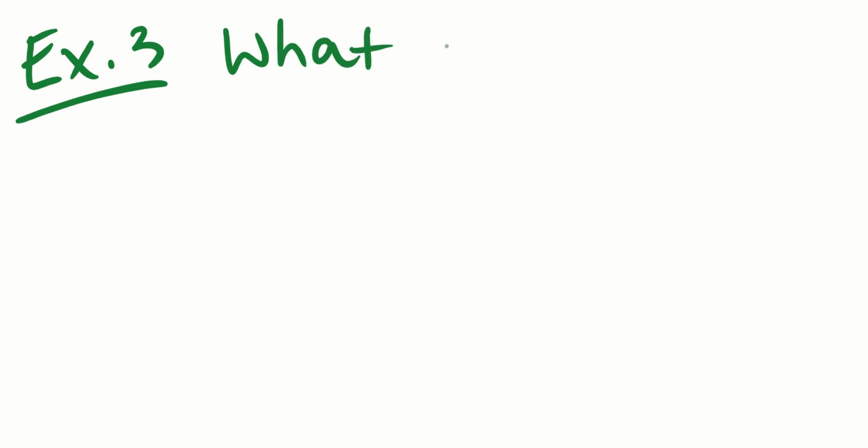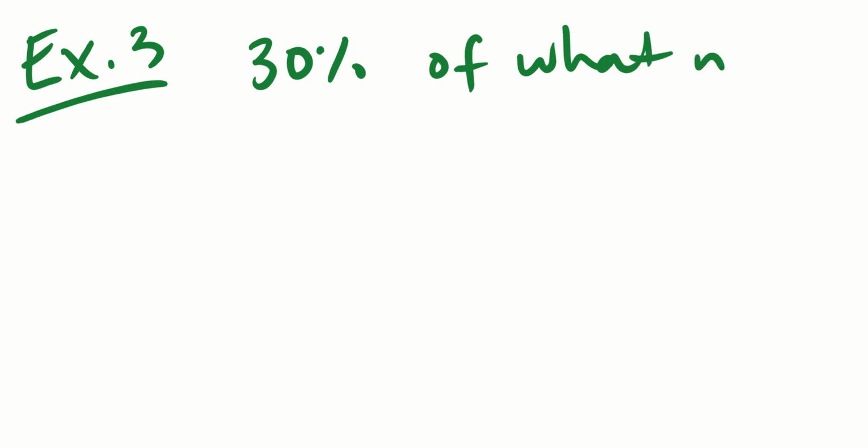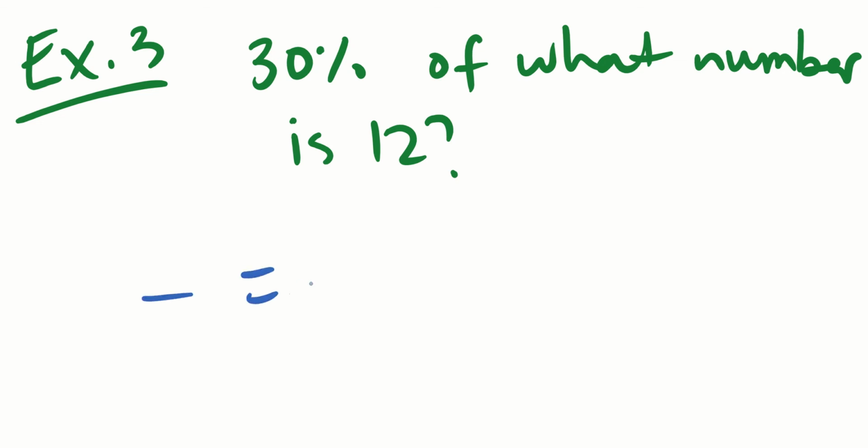Last example. So we'll say, oh, I started it wrong. So we'll say 30% of what number is 12. Part over whole equals percent over 100. So 30 over 100. "Of what?" That means we don't know the whole. "Of" is the whole. "Is" 12. "Is" is the part, so 12 is going to be the part or the numerator.